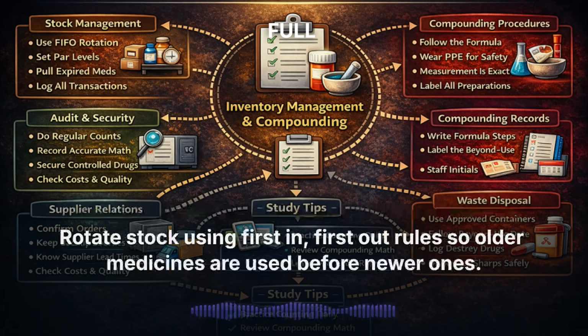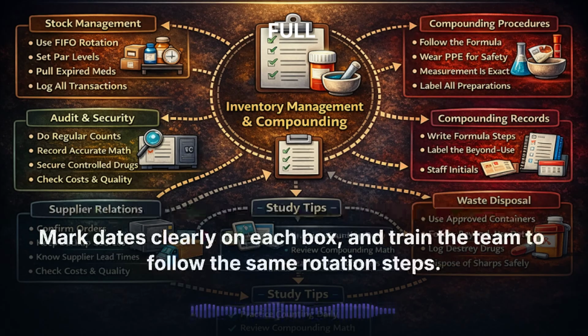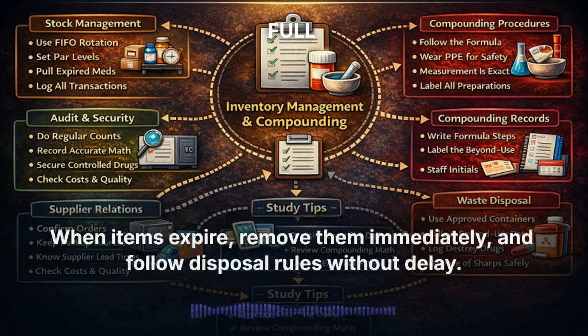Rotate stock using first in, first out rules so older medicines are used before newer ones. Mark dates clearly on each box, and train the team to follow the same rotation steps. When items expire, remove them immediately, and follow disposal rules without delay.